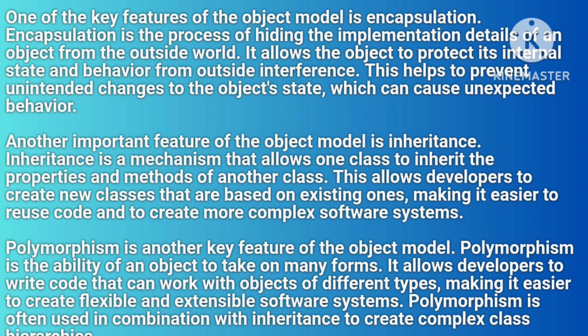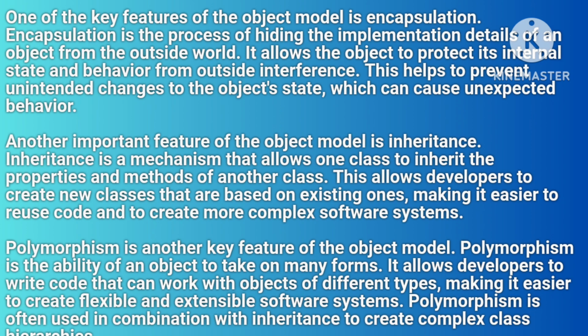One of the key features of the object model is encapsulation. Encapsulation is the process of hiding the implementation details of an object from the outside world. It allows the object to protect its internal state and behavior from outside interference. This helps to prevent unintended changes to the object state, which can cause unexpected behavior.